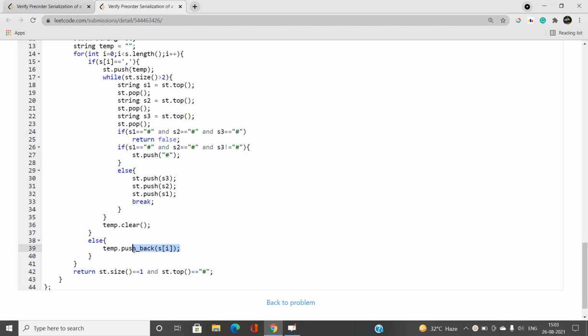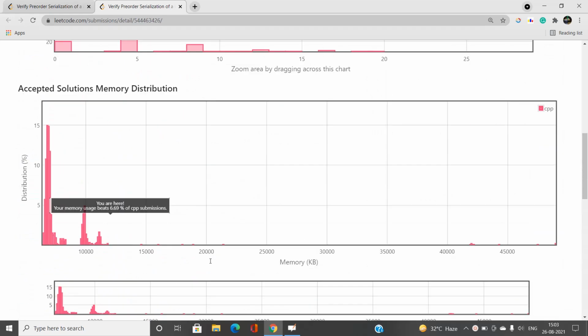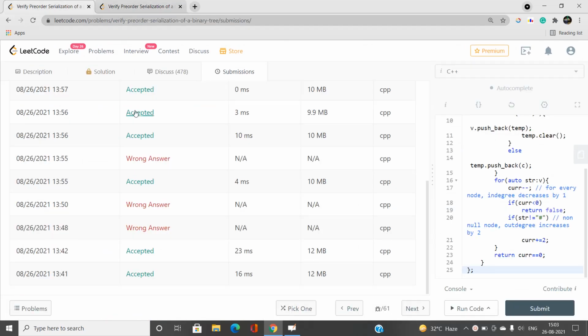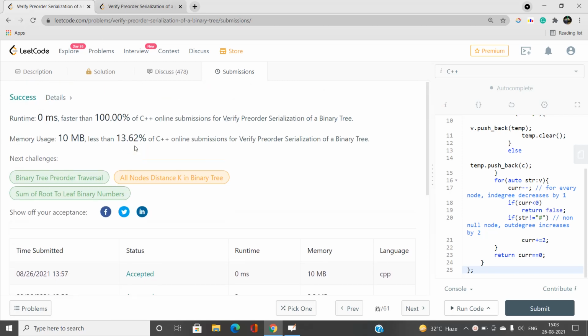Okay, and after all these operations are done, check if the stack size is 1 and stack.top is this hash value, it means that it is a valid serialization. Okay, so this will give you all test cases passed. So we are also going to discuss the best approach, the 0ms and fastest solution. So let's move further to understand this.